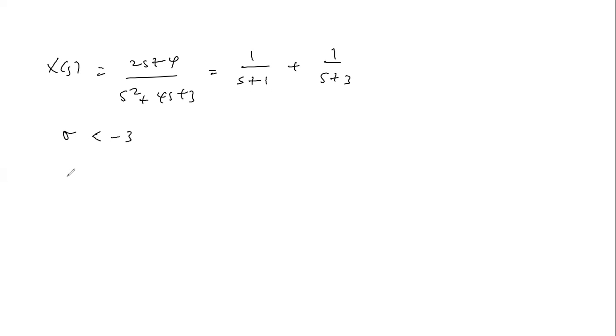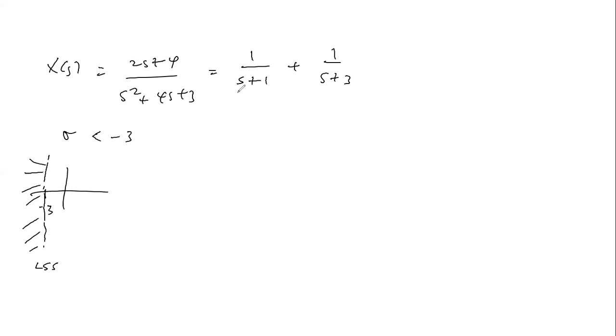So if we plot this, for instance, this is minus 3. All of this is greater than. So when we say less than minus 3, the region of convergence must be somewhere around here, isn't it? Because those values are less than minus 3. So technically, we are able to tell from this expression that this is a left-sided signal, isn't it?